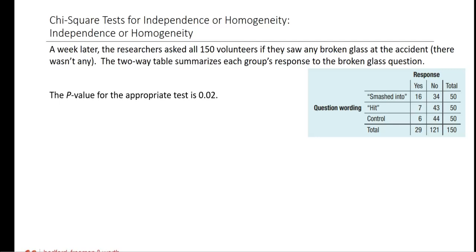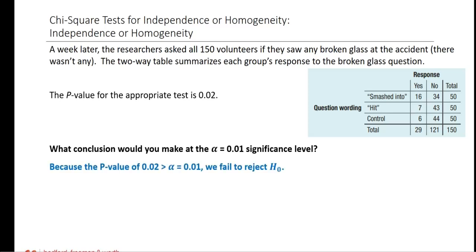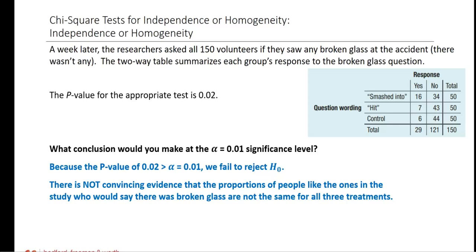The p-value for this test is 0.02. It says, what conclusion can you make at the 1% level? Because the p-value is greater than alpha, we fail to reject. There is not convincing evidence that people who say there's broken glass are not the same for all three treatments.